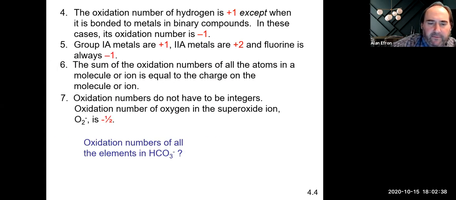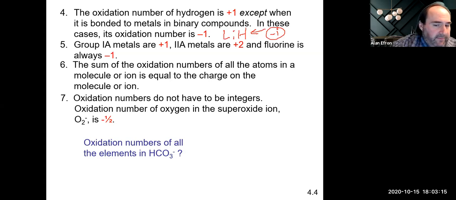Now, a few other important rules. The oxidation state of hydrogen is usually +1. The only exception is if it's in a binary compound and comes after a metal. Then it's a hydride, which is -1. For example, in LiH the oxidation state would be -1 for hydrogen. Because it follows a metal, the metal would be +1 and hydrogen would be -1.